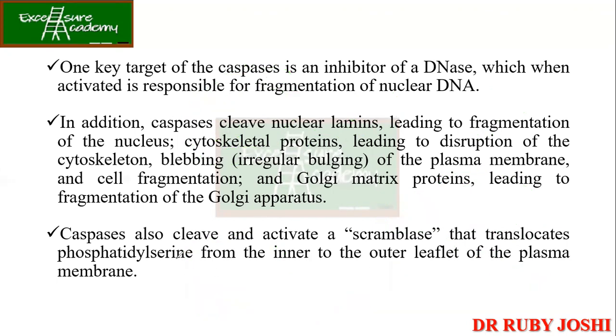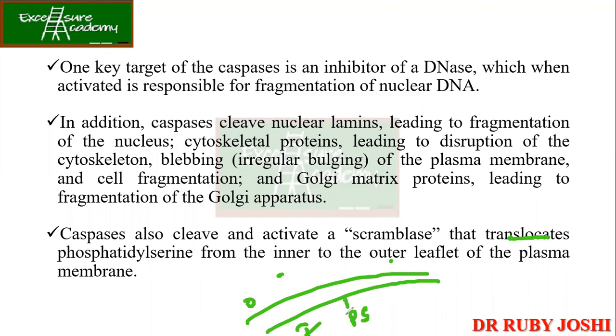Then they also cleave and activate scramblase Q because it is going to translocate phosphatidylserine from the inner to the outer side. So we know that if this is the plasma membrane, this is the inner side and the outer side. तो इनर साइड में आपका फॉस्फेटिडिलसेरिन रहता है, और यहाँ पे फॉस्फेटिडिलकोलिन और इथेनोलामिन रहता है, राइट. इथेनोलामिन भी नीचे ही रहता है. हाँ, यहाँ पे फॉस्फेटिडिलकोलिन और स्पिंगोमाइलिन रहता है. बाकी फॉस्फेटिडिलसेरिन, इथेनोलामिन, इनोसिटोल आपका इनर में रहता है.